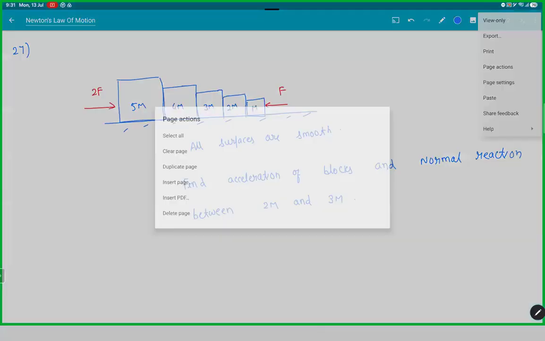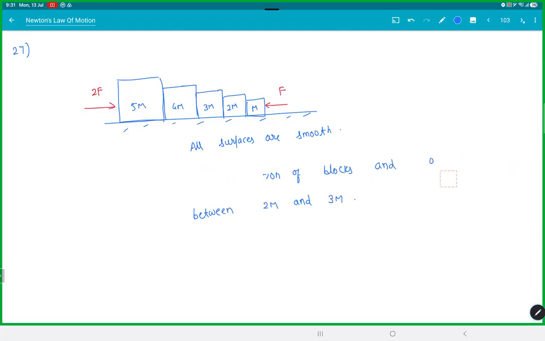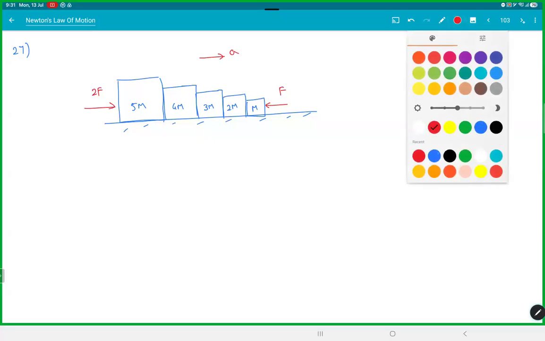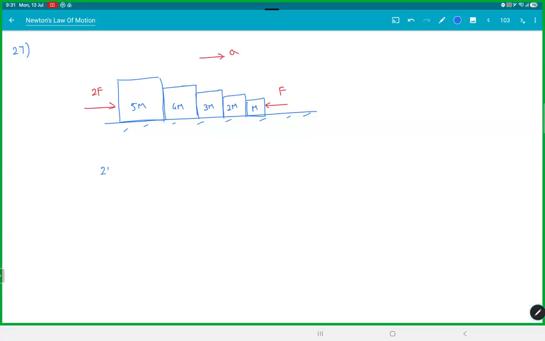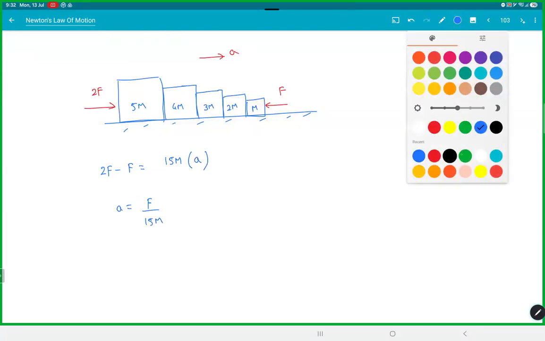So let's see. Step one, choose your system. I will choose all the blocks as my system. Step two, assign acceleration. So net force 2F minus F is the total mass, which is 15m, into acceleration. Remember, be careful: this is the acceleration term, these are force terms. Don't mix them up. So from there, we get acceleration is F by 15m.